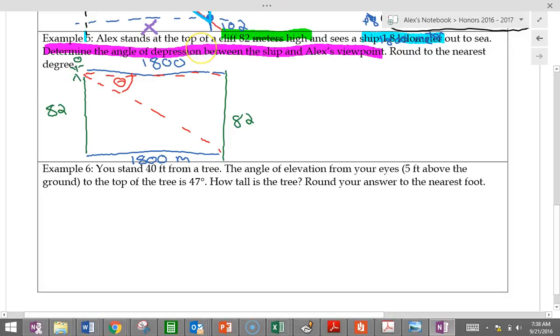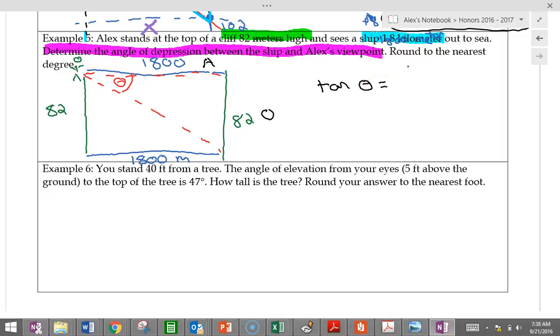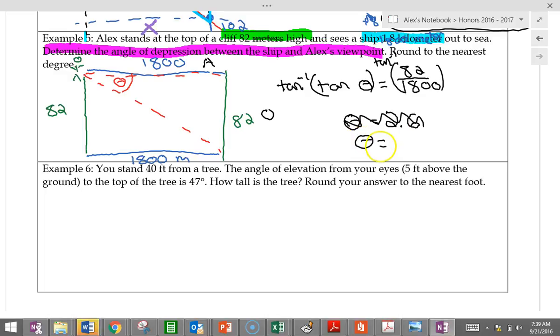Now I can find my angle. Again, I have the opposite side and the adjacent side. So the tangent of theta equals 82 over 1,800. I'm going to do the inverse tangent of both sides. So I get theta equals 2.6 degrees. It won't be around the nearest degree, so theta equals 3 degrees.